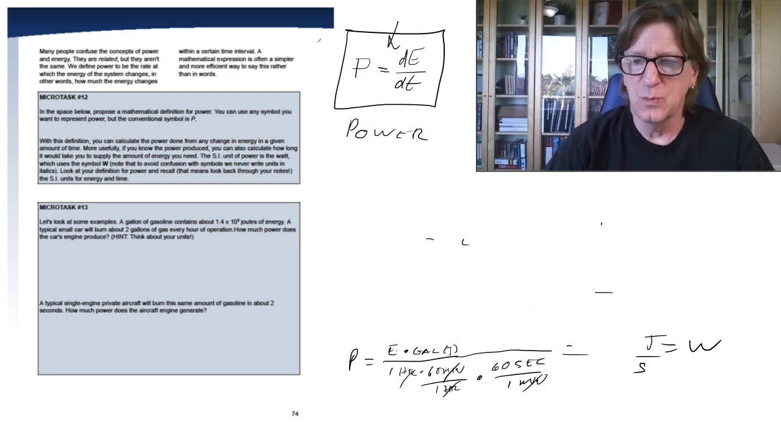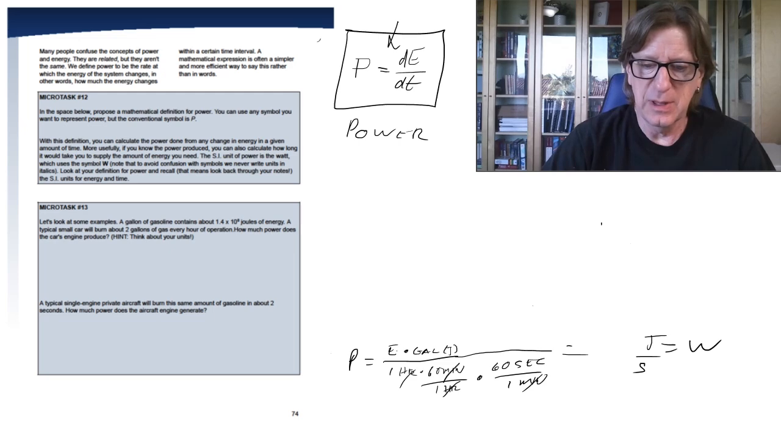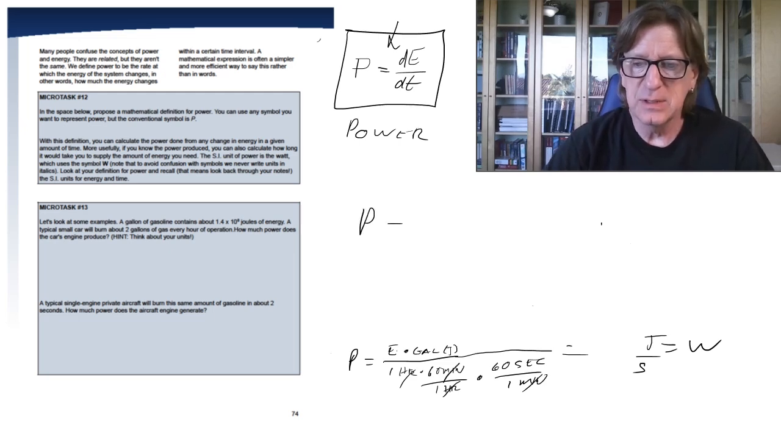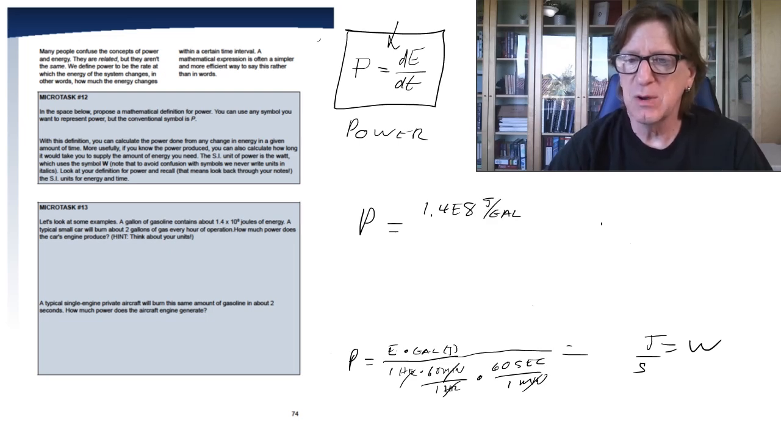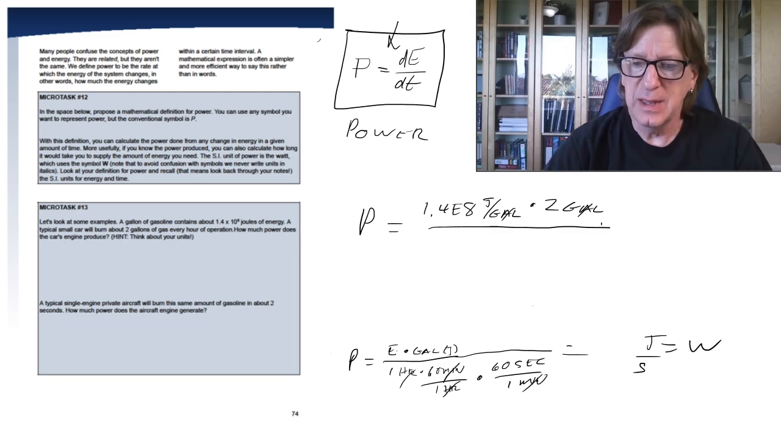Okay, so now we're going to put in our numbers here. My power is going to be equal to the energy per gallon, which is 1.4 times 10 to the 8th, and we're going to put our units in here, joules per gallon. So now it becomes pretty obvious. Times, I have 2 gallons. And you see that my gallons are going to be canceling, and I'm left with joules. And then it burns that in 1 hour.